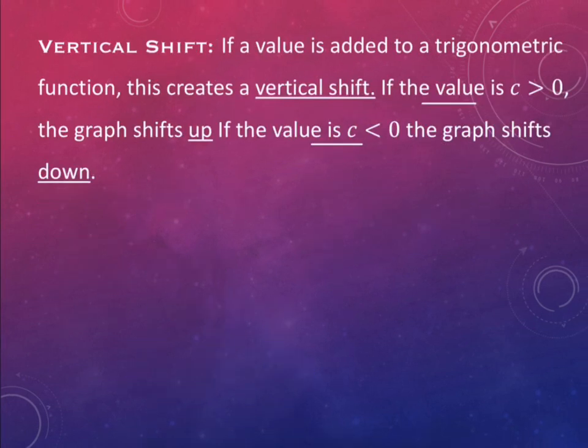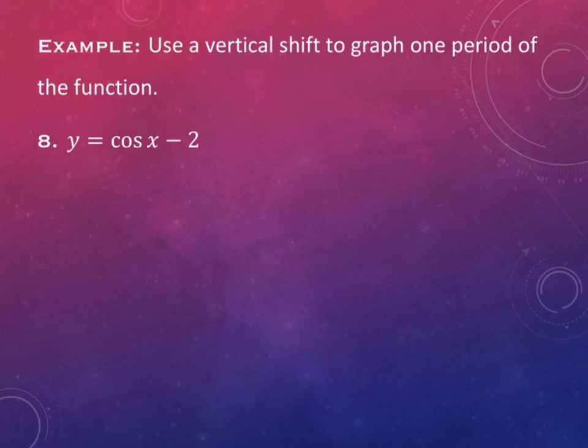All right, the last type of shift is called a vertical shift, and this one's pretty simple to do. It does make things look a little weird in some ways, though. So instead of shifting things left and right, a vertical shift shifts the graph up and down. So if a value is added to a trigonometric function, it creates a vertical shift. If the value is positive, it shifts up, and if the value is negative, it shifts down.